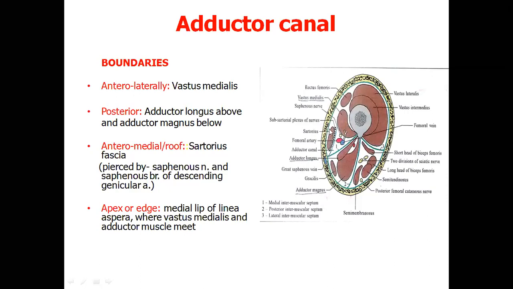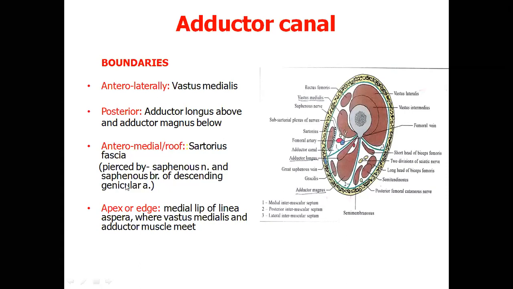The roof is formed by sartorius, and below sartorius, can you see this green fascia? That is the sartorius fascia. Here, can you see so many black structures which are shown? In fact, these are many nerves. They form a plexus which is called the subsartorial plexus.